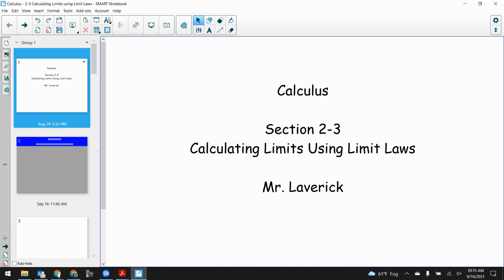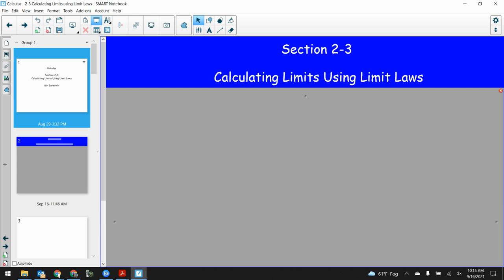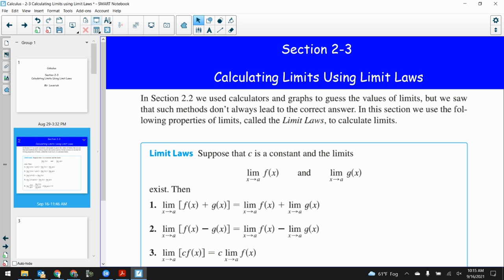The past couple sections have been more like, okay, let's think about the idea of a limit. Now it's like, okay, how do we calculate a limit? How do we actually run the numbers? How do we do that? Okay. So, calculating limits using limit laws.